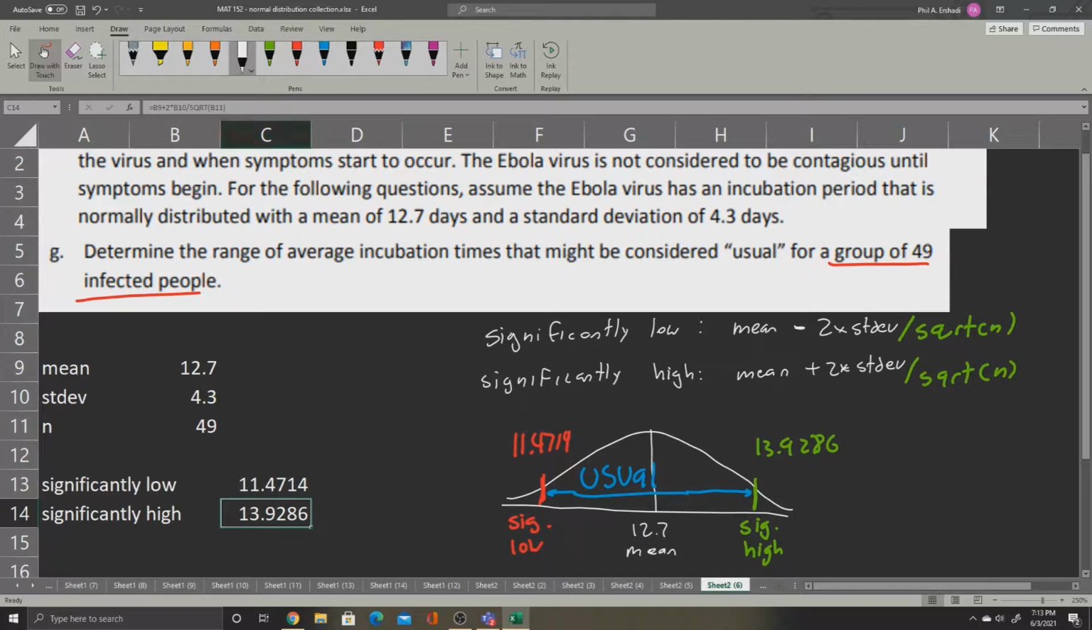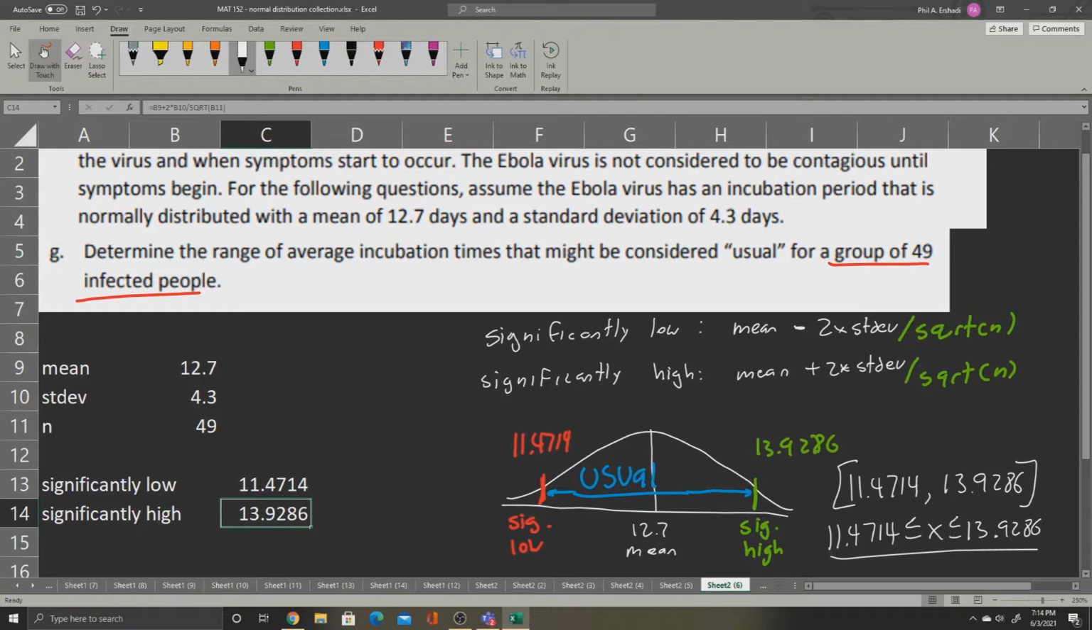So we can say that the usual range goes from 11.4714 to 13.9286. You may also see this range written this way. Some people write this with the low number, then a less than or equal to sign, and then an X, and then another less than or equal to sign, and then 13.9286. This means the same thing as what we just wrote. It's just written in algebraic form.